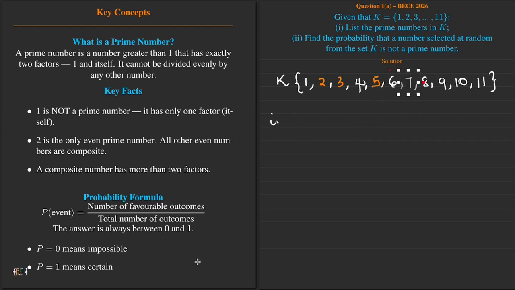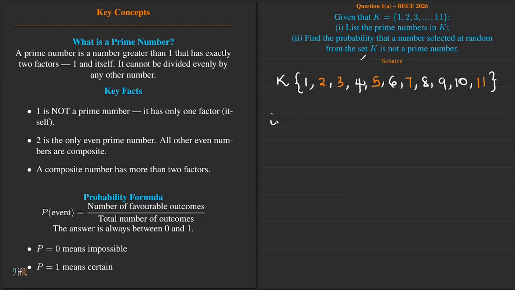We come to 7. 7 has the factors 1 and 7 only. 8 has 4, 2, 1, and 8. 9 has 1, 3, then 9. 10 has 1, 2, 5, and 10. What of 11? 11 has just 2 factors, that is 1 and itself.